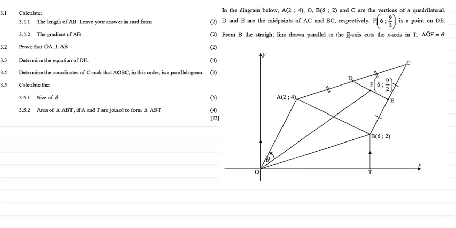So the diagram has A at (2, 4). O is the origin. It will matter later on to know the coordinates of O, so let's put them in. B is at (6, 2). C is a point on the quad that is given here. D and E are midpoints of AC and BC respectively. F is a point on the line DE.